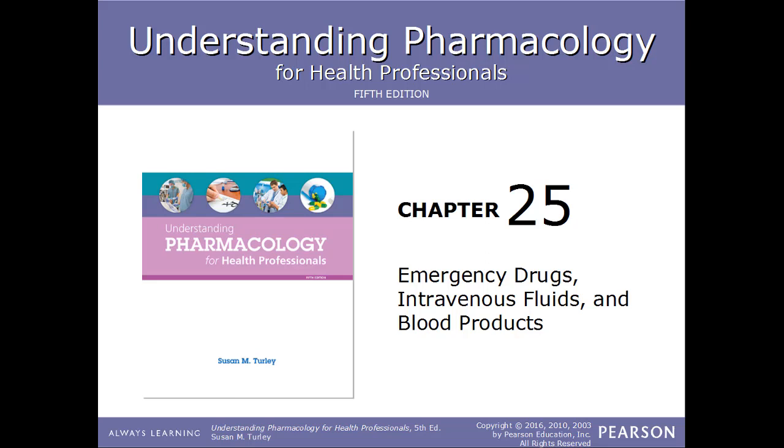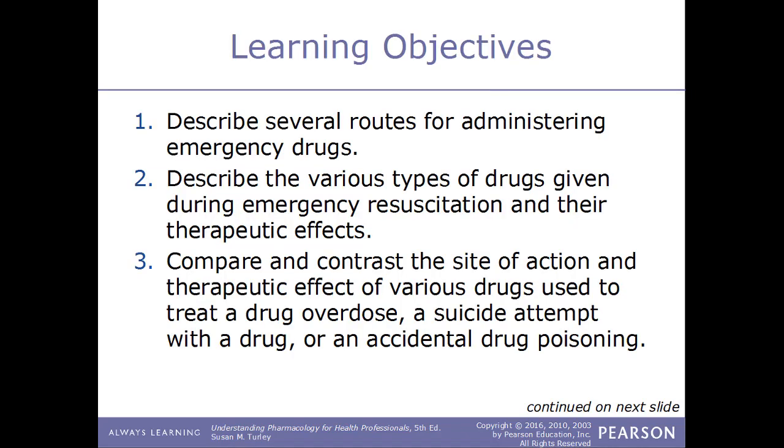This will be our last video in our course, and this video will discuss chapter number 25, Emergency Drugs, Intravenous Fluids, and Blood Products. Learning objectives for this chapter: describe several routes of administering emergency drugs, describe the various types of drugs given during emergency resuscitation and their therapeutic effects, compare and contrast the site of action and therapeutic effect of various drugs used to treat a drug overdose, a suicide attempt with a drug, or an accidental drug poisoning.